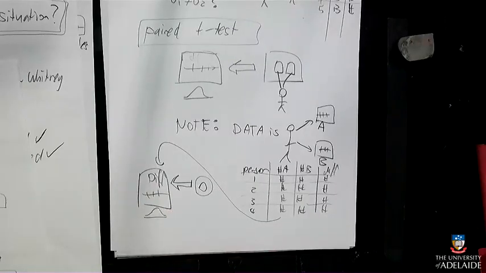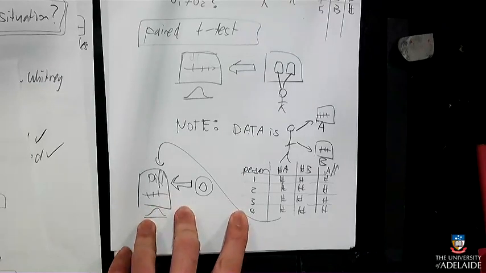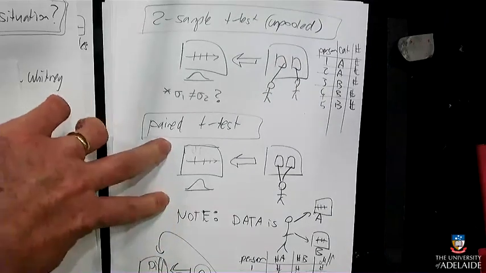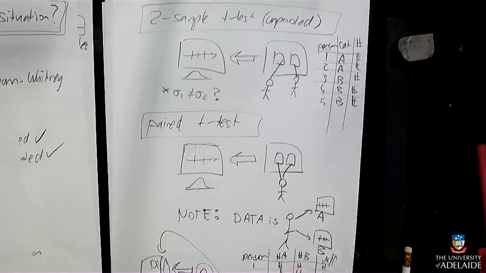And so in that sense, technically, you could say do a Z-test for this if you knew what the variance of the difference was going to be. But that seems unlikely. So this is technically the same as a one-sample t-test. It's just that it doesn't feel that way when you set up the research.